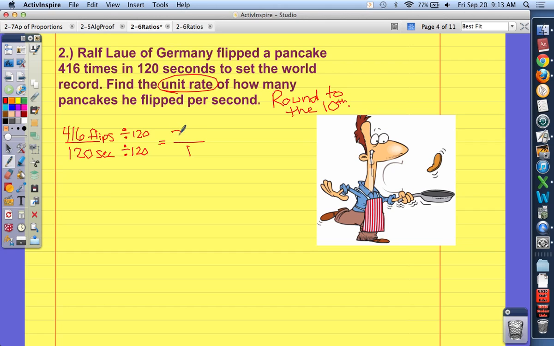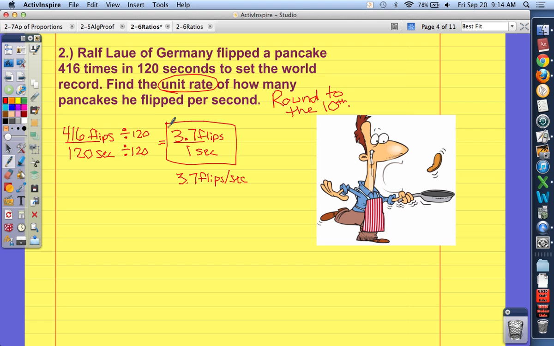I end up getting 3 7/10 flips per 1 second. You could write your answer like this. You could say 3.7 flips per second. You could write the word per. Both of these are good answers. Unit rate, second quantity has to be 1. So divide the fraction, both the numerator and the denominator, by whatever you need to divide it by to get the denominator to become 1.